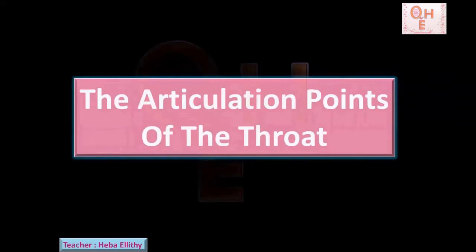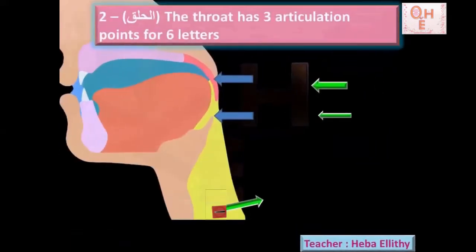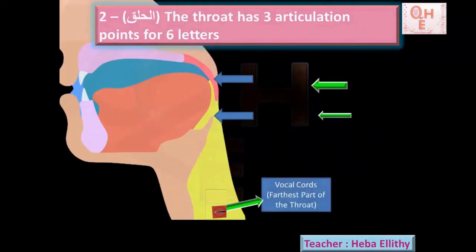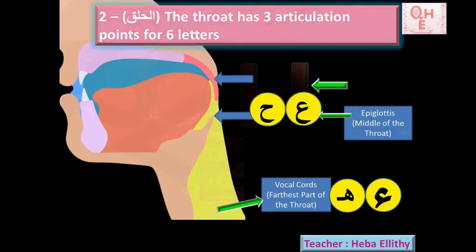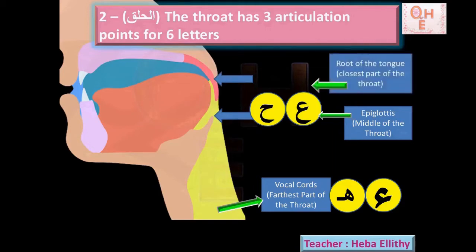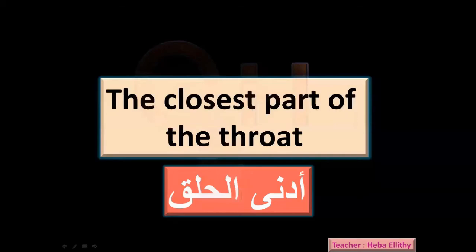The last two classes we talked about the farthest part, or deepest part, of the throat, and we said we have one articulation point, from which letters Hamza and Haa come out. Then the middle of the throat, which is one articulation point for another two letters, Ayn and Haa. Today, inshallah, we will talk about the closest part of the throat to the tongue, which is adna al-halq.